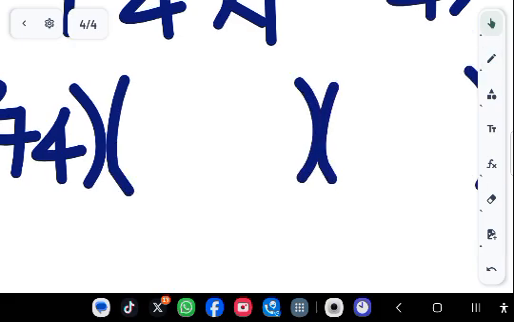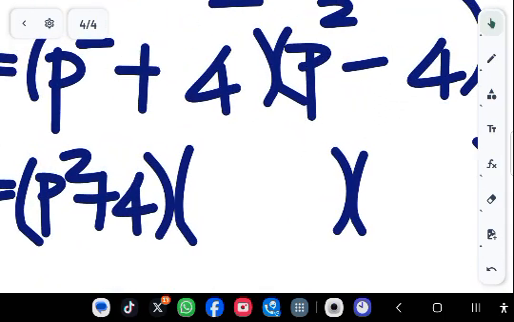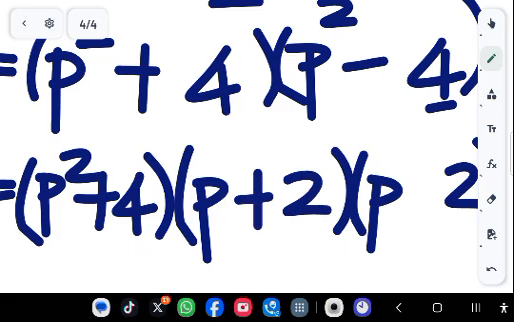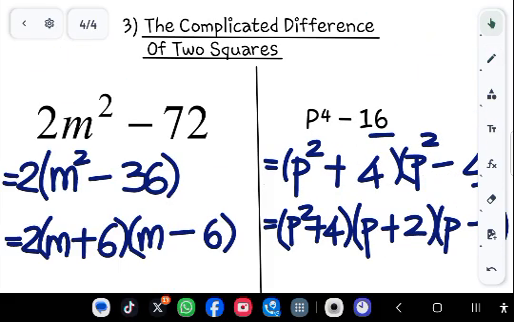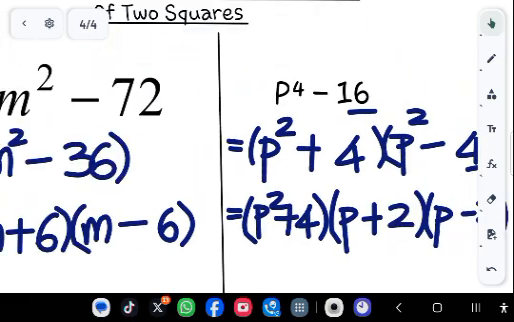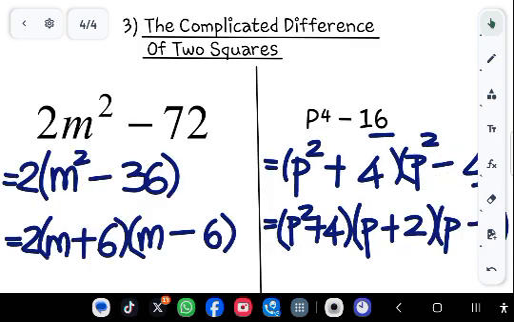So let's continue factorizing this difference of two squares. The square root of p squared is p, and the square root of 4 is 2, and we'll have plus in one and minus in the other. And this is how you fully factorize the difference of two squares that can still afterwards be factorized as another difference of two squares.